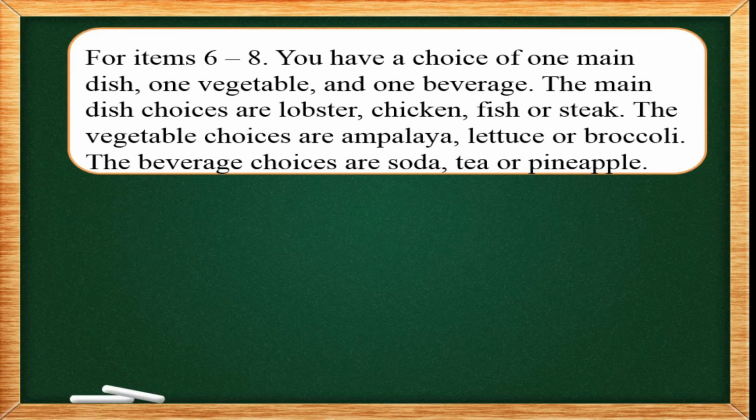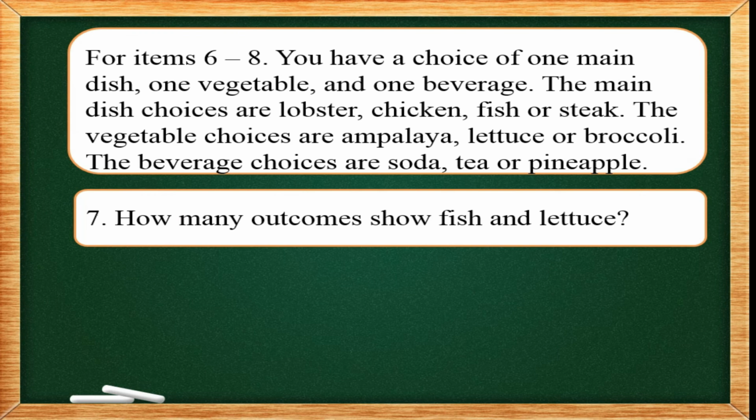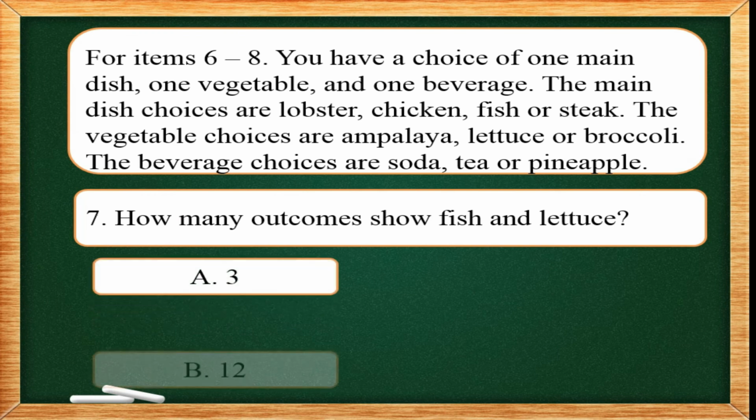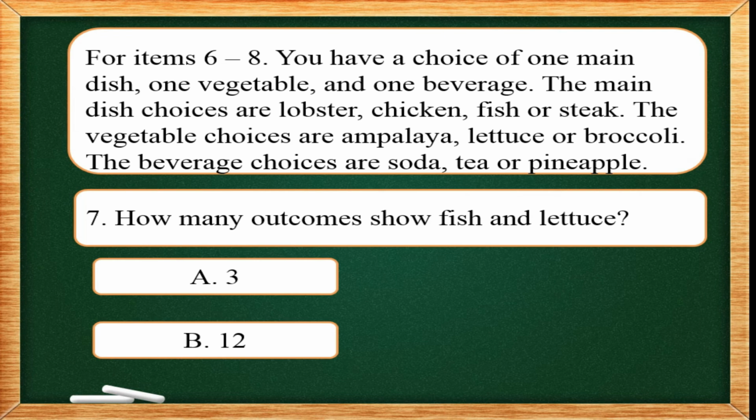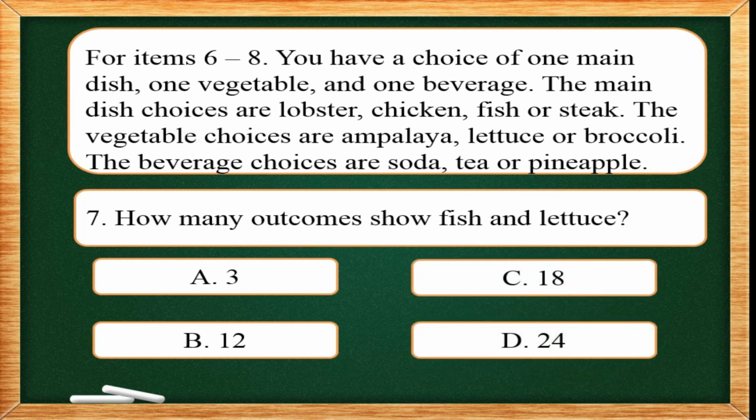For number 7, you have the same given. How many outcomes show fish and lettuce? A. 3, B. 12, C. 18, D. 24.